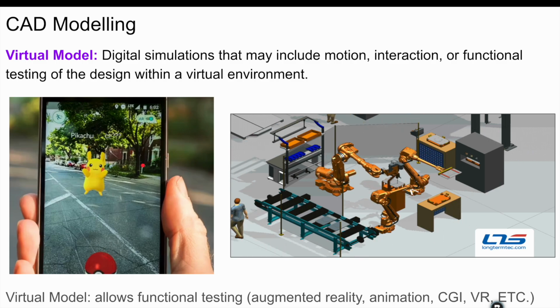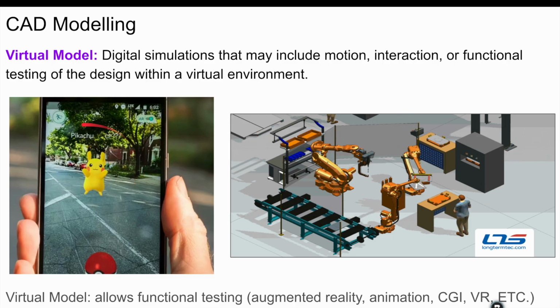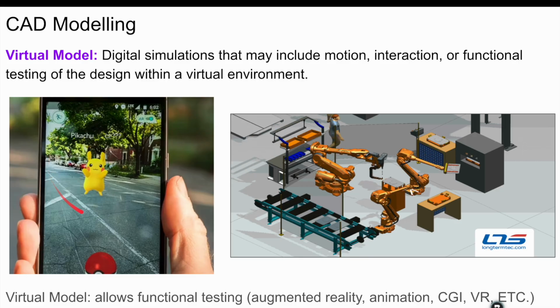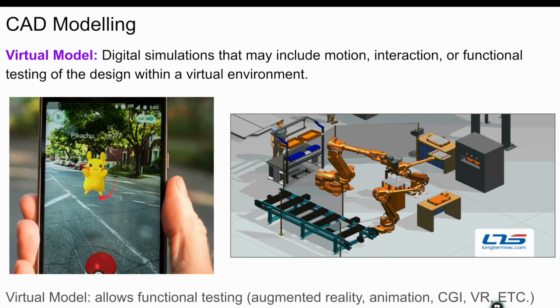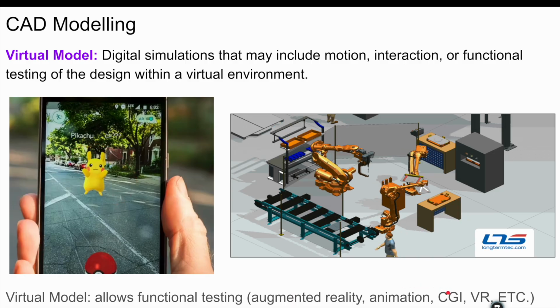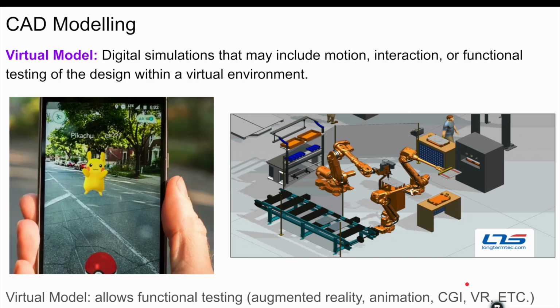This is called augmented reality, and of course this is Pokemon Go, and what they would do is use your camera to show you the actual street, and then you have an augmented reality Pikachu who is floating in the street. CGI and also virtual reality are examples of virtual modeling.